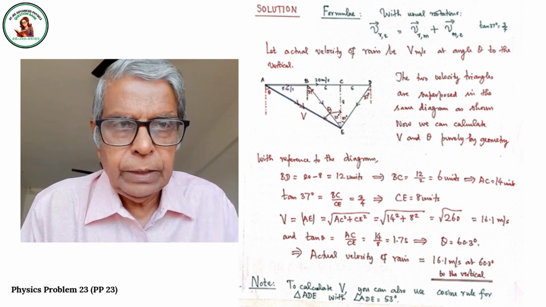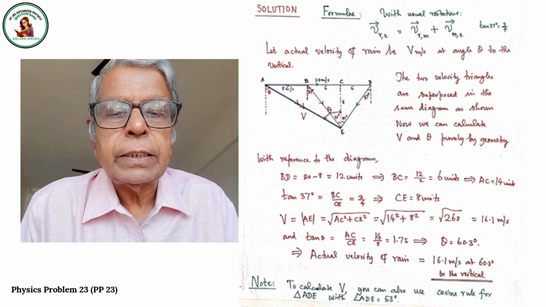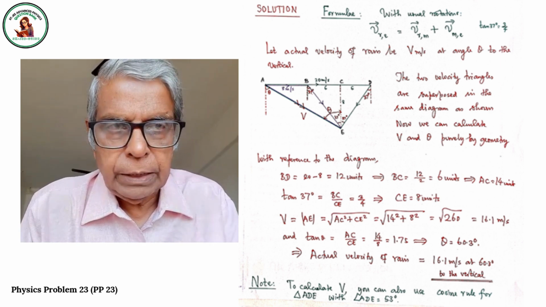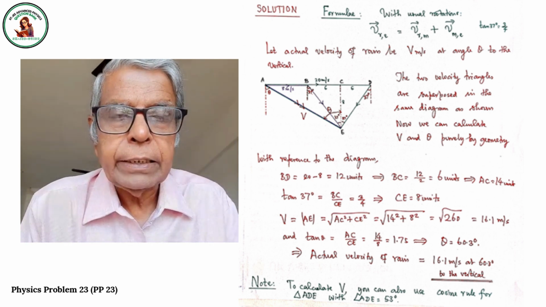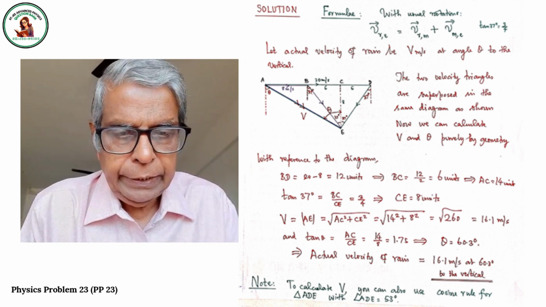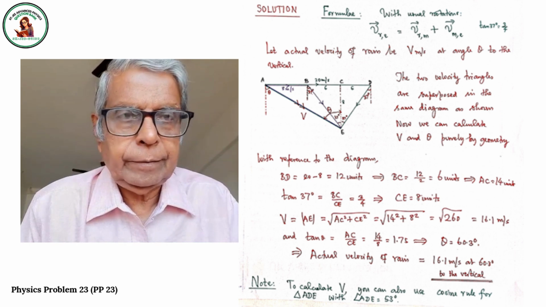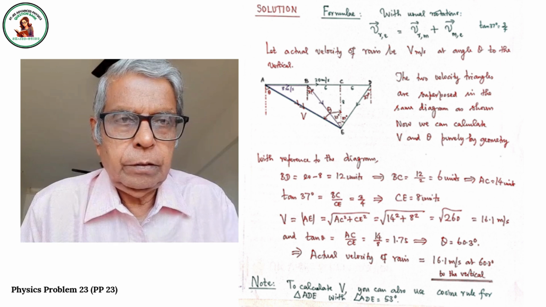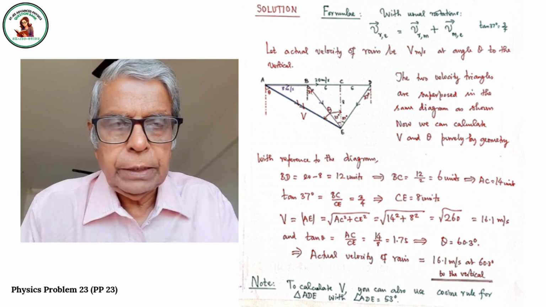In the same diagram we are using both velocities. You can see in the vector diagram, that is the diagram that we have drawn, how the velocity of rain relative to the man makes the same angle of 37 degree to the vertical in both cases. If you carefully study the diagram, you will know how it makes the same angle.